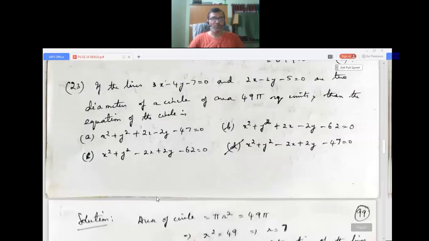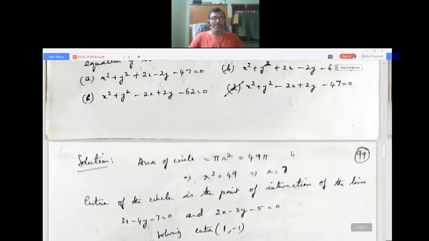A simple question. I hope you followed it. Once again I explain it. If the lines 3x minus 4y minus 7 equals 0 and 2x minus 3y minus 5 equals 0 are two diameters of a circle of area 49 pi square units, then the equation of the circle is: first option, x squared plus y squared plus 2x minus 2y minus 47 equals 0. Second option, x squared plus y squared plus 2x minus 2y minus 62 equals 0. Third option, x squared plus y squared minus 2x plus 2y minus 62 equals 0. Fourth option, x squared plus y squared minus 2x plus 2y minus 47 equals 0.